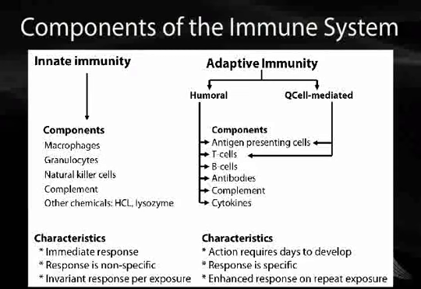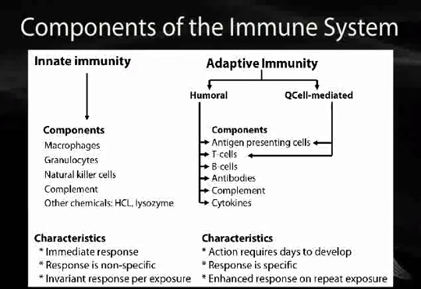On the other side, we have the adaptive immunity. Adaptive immunity is broken down into two different subsets, the humoral subset and the cell-mediated subset. The humoral subset involves T cells, B cells, antibodies, complement, and cytokines. The cell-mediated subset is more focused, involving antigen-presenting cells and T cells. You will notice that both complement and cytokines are a part of both innate and adaptive immunity, and there we see the crosstalk between the two arms of the immune system.